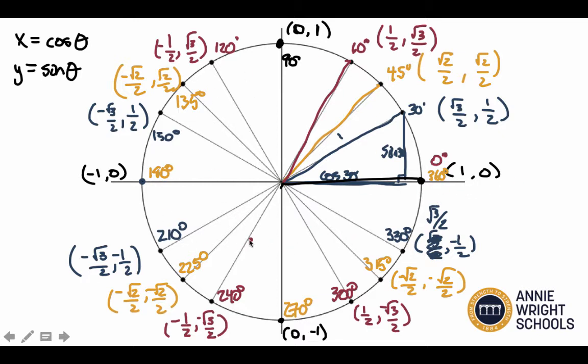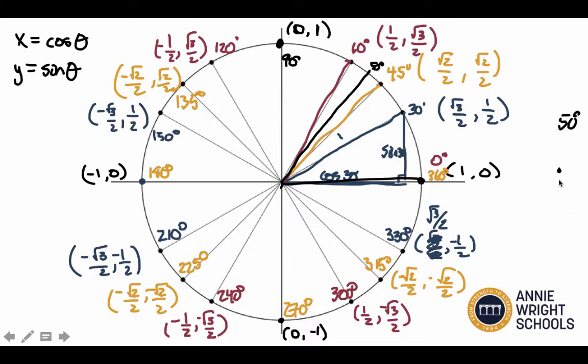Now there are other angles, and you can look those up on your calculator. If you take the sine of 50 degrees, 50 lands between 45 and 60. It lands about right here. And I promise you that the cosine of 50 degrees is a little bit bigger than 1/2 and a little bit smaller than root 2 over 2. And I'll tell you that the sine of 50 degrees is a little bit bigger than root 2 over 2 and a little bit smaller than root 3 over 2.